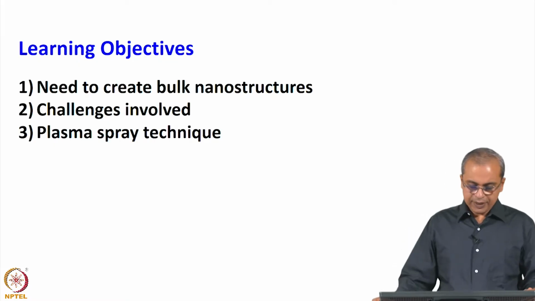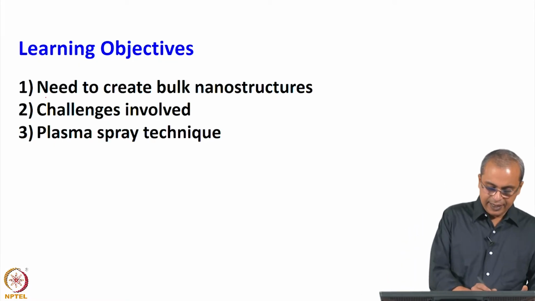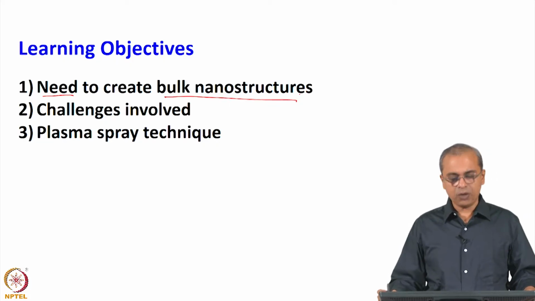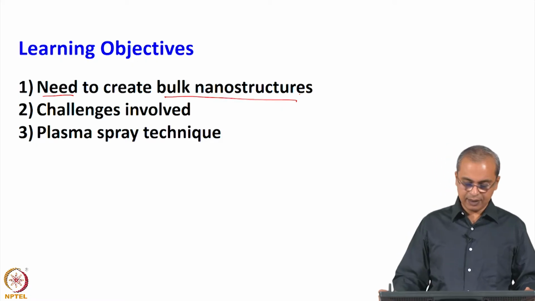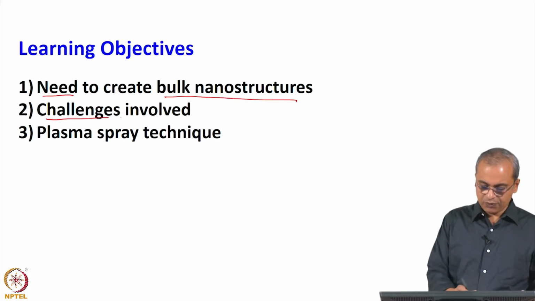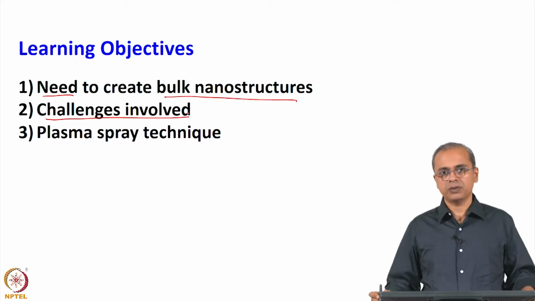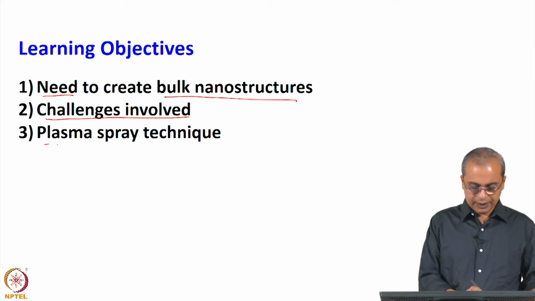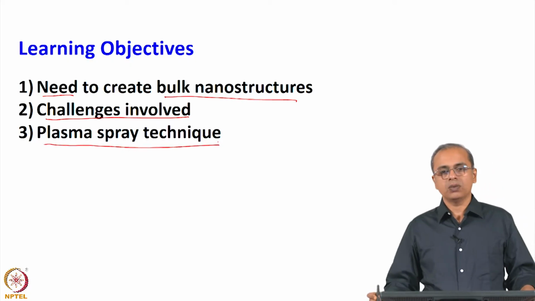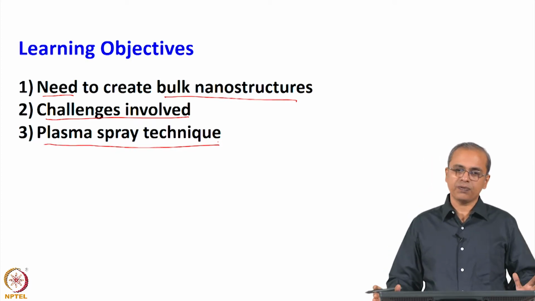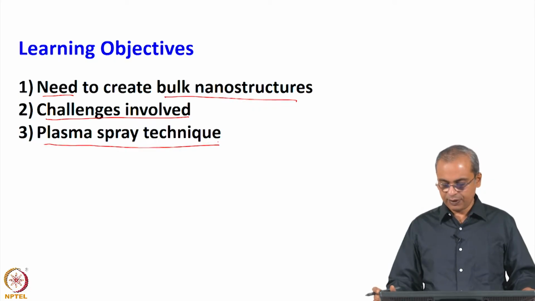So, our learning objectives are first to understand the need to create bulk nanostructures. Again, this is something maybe touched upon briefly in different classes, but we will see that for the sake of completeness here. Look at some challenges involved in trying to come up with these kinds of bulk nanostructures, and then finally look at this particular technique called plasma spray technique. That is a particular technique which helps us make nanostructures on the bulk scale, and that is what we are interested in.